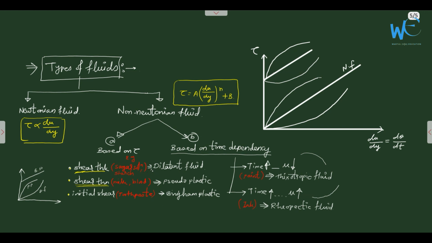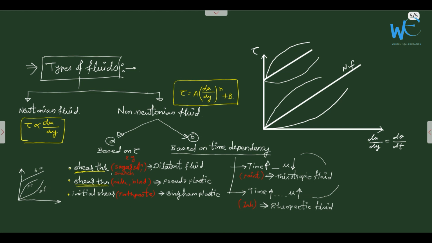Okay, and then I wrote here their respective scientific terms. Shear thickening fluid, we call it dilatant fluid. Then shear thinning, we call it pseudoplastic fluid. And then for initial shear, we call it Bingham plastic fluid.